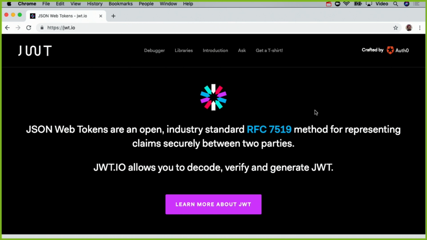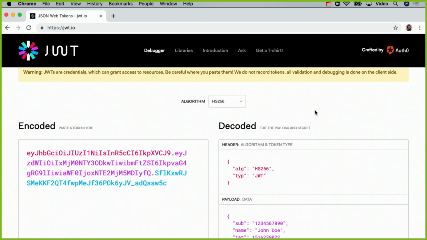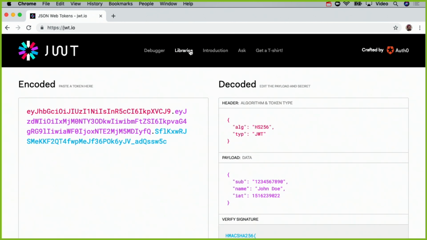JWT.io is a great resource that allows you to play around with some of these concepts of JSON Web Tokens. We're going to look at how the JWT is structured and some of what is going on under the hood. But again, most of this is going to be implemented for us using some libraries, and we could take a look at some of the libraries that are recommended by this website.